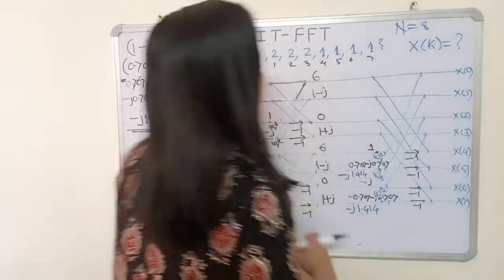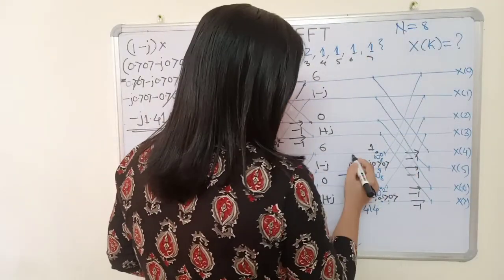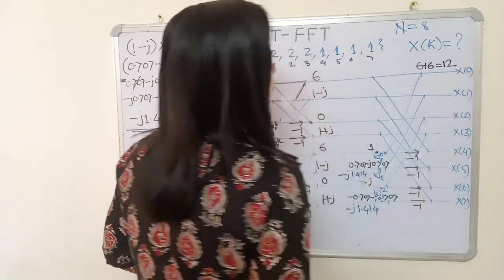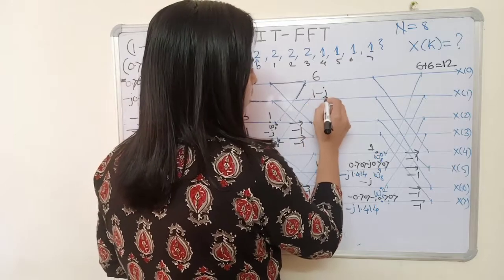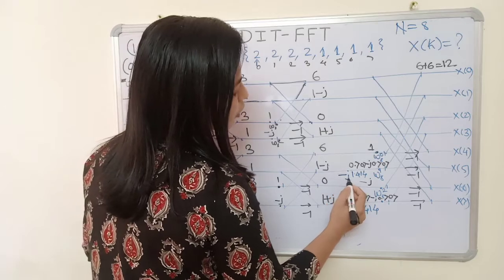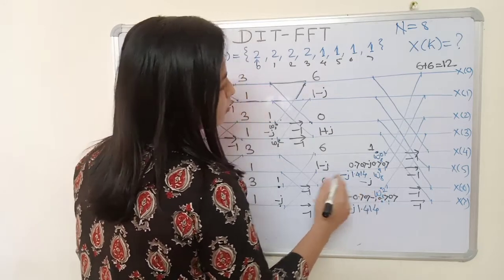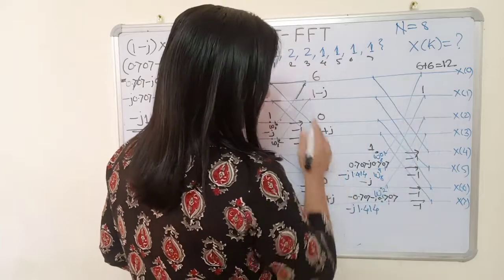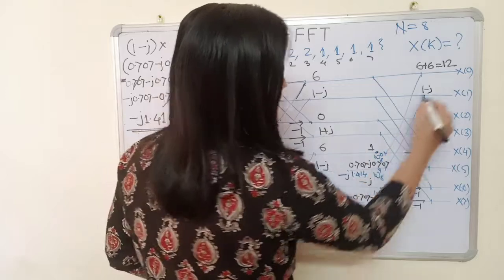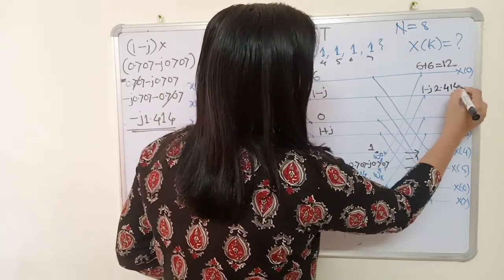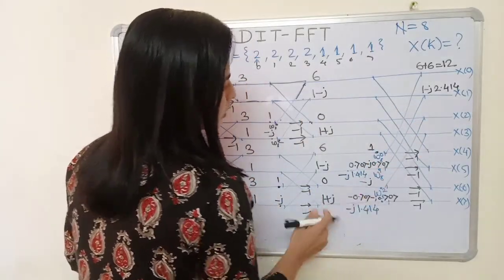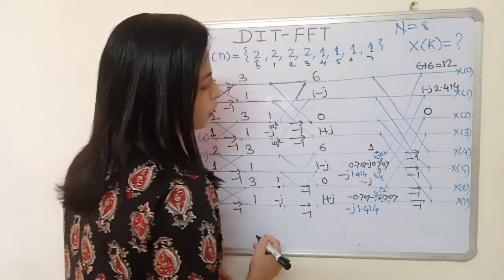So I'll write the final answers. 6 and this point is 6. 6 plus 6 is equal to 12. Now this 1 minus j plus this minus j 1.414. So real part is 1 minus, so minus j, and this 1 and this, so it will become 2.414. Okay, 0 plus this 0 will be equal to 0.